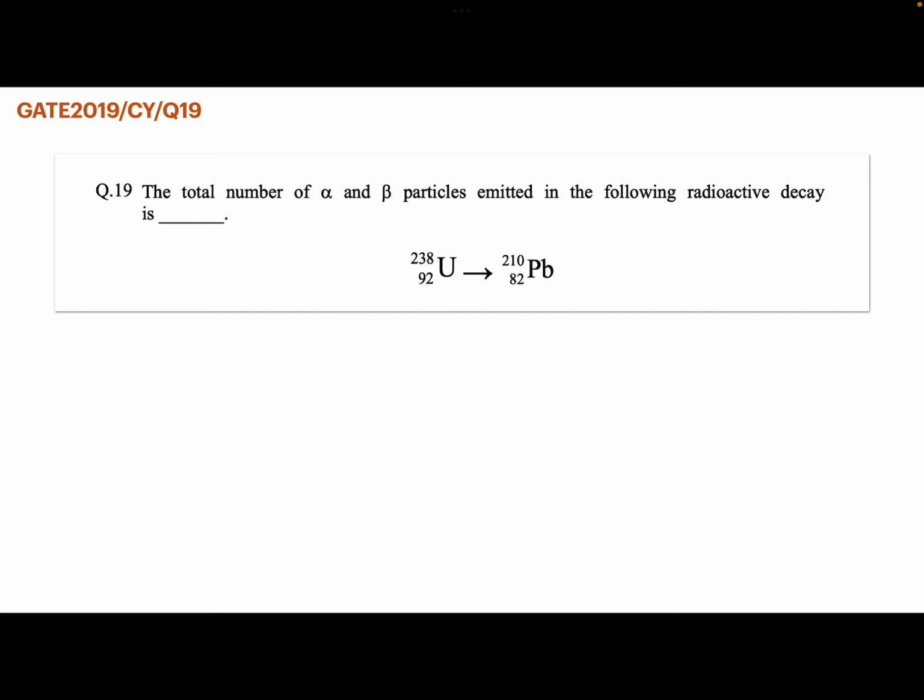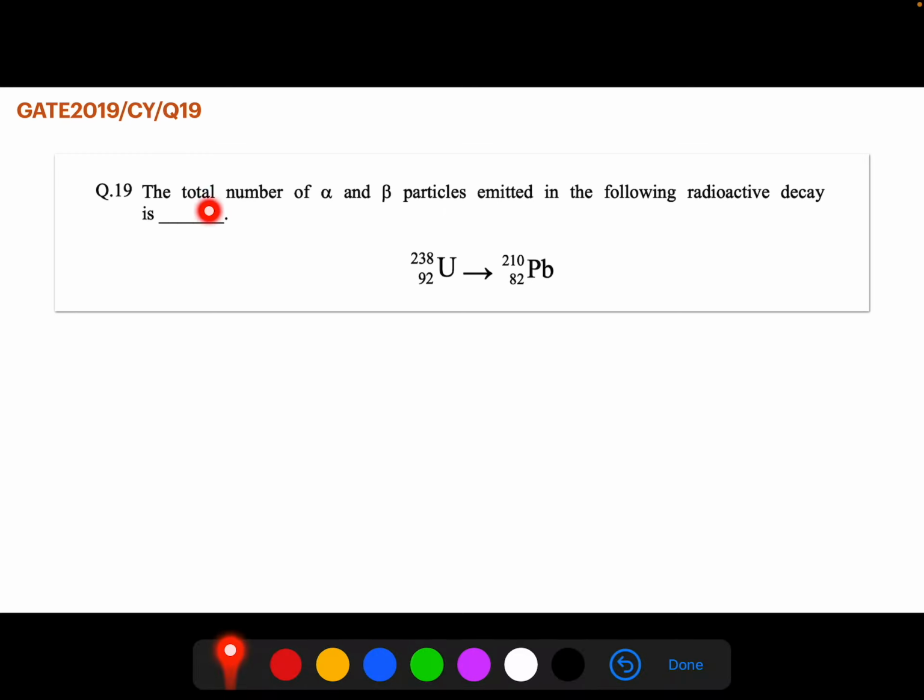Hello everyone. Today in this video we will be solving GATE 2019 chemistry question number 19. It carries 1 mark. This question states the total number of alpha and beta particles emitted in the following radioactive decay. So this is the radioactive decay and we have to find out the number of alpha and beta particles. Before solving this question, let's move into some basics.